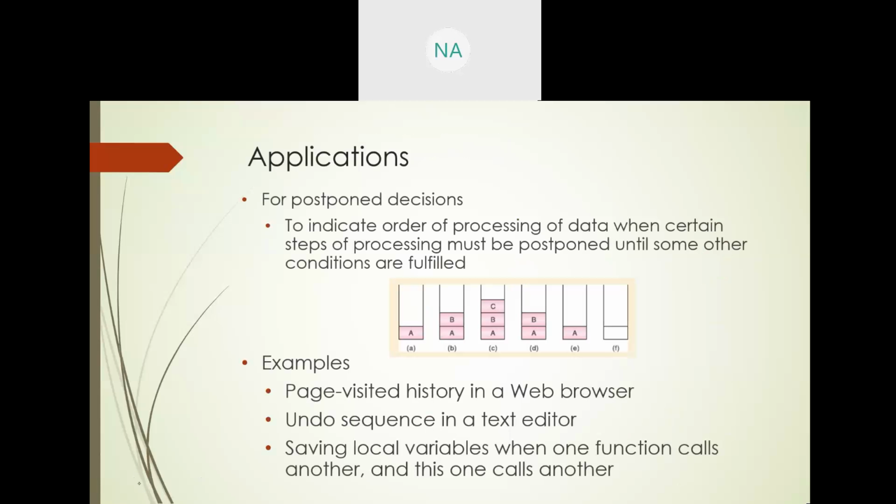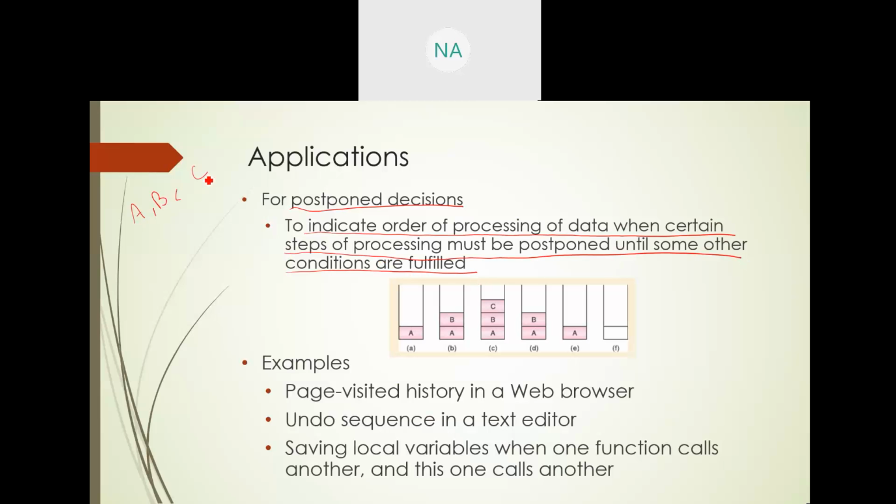Now applications of the stack. Where are stacks used? Stacks are used for postponed decisions. Postponed decision means where some decisions need to be postponed until some other conditions are met. So, to indicate the order of processing of data when certain steps of processing must be postponed until some conditions are fulfilled. For example, there are say three projects: project A, project B, and project C.